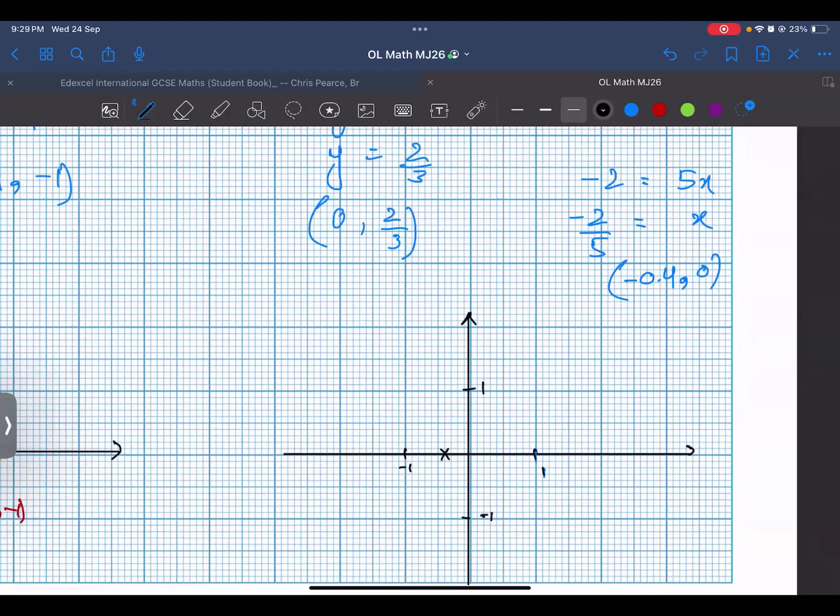And the other one is 0, 2 upon 3. 2 upon 3 is 0.66 something, so you can say it is above 0.5. Approximately 0.6666. And this is negative 0.4. So now you have the 2 points. You will join them. An approximate sketch is fine, okay? And now you will extend it.